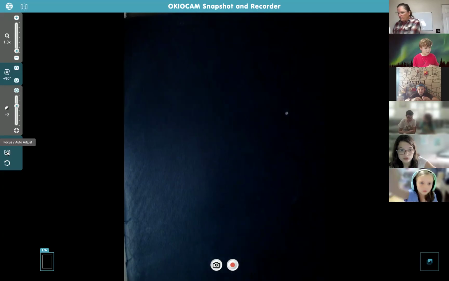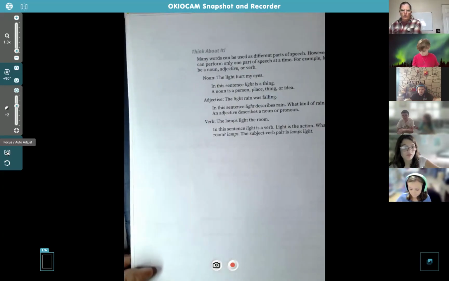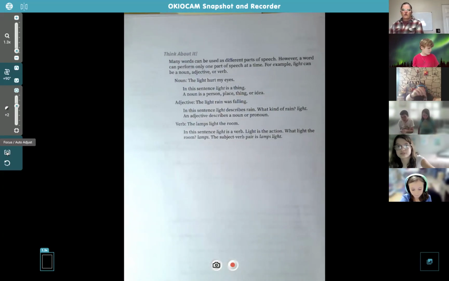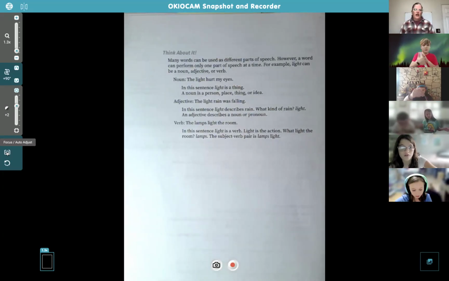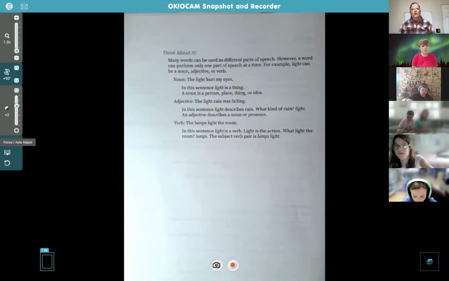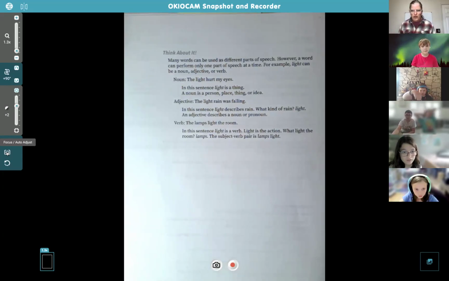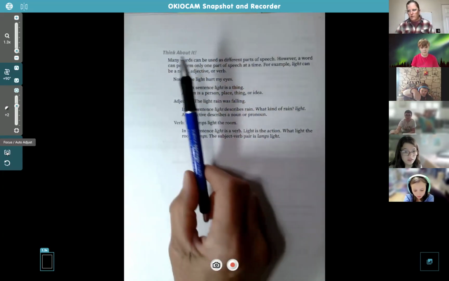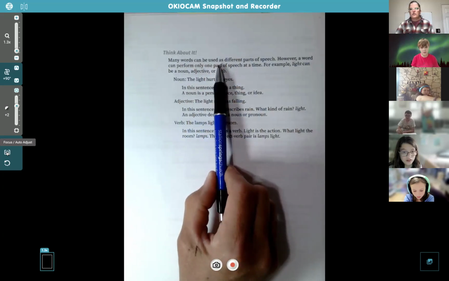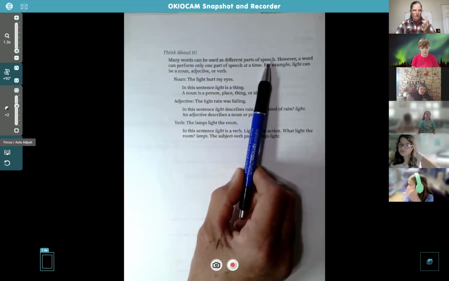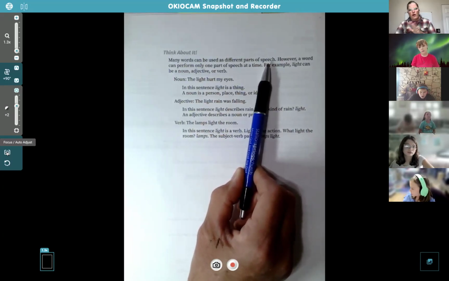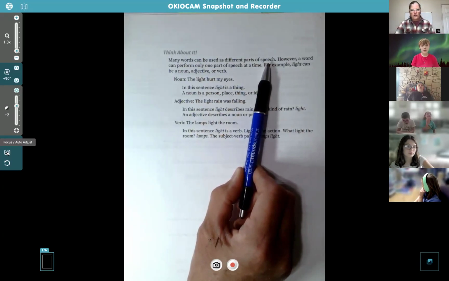All right, let's go to page 50. There's a little bit more back here. So this is interesting about English. I know other languages don't have this rule, but this is true about English. Sometimes we have words that change their function. That's why it's hard to remember sometimes. It says many words can be used as different parts of speech. Now, part of speech is like noun, verb, adjective, adverb, all those different parts that we have.